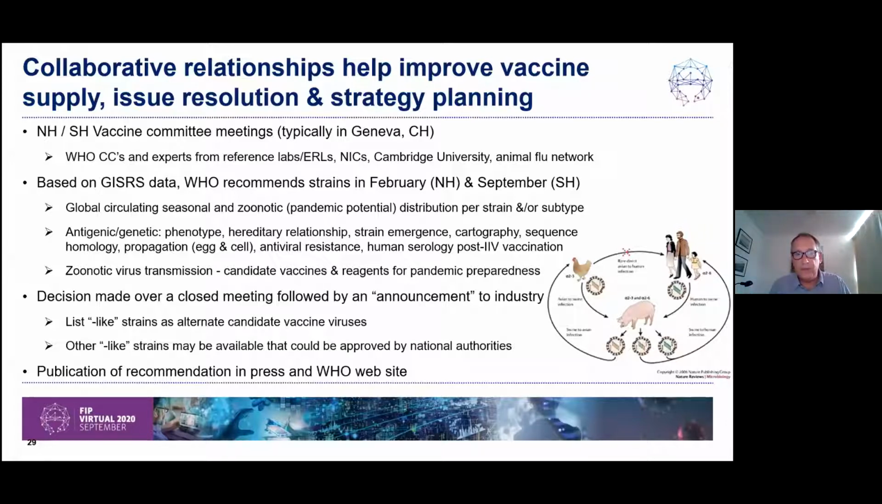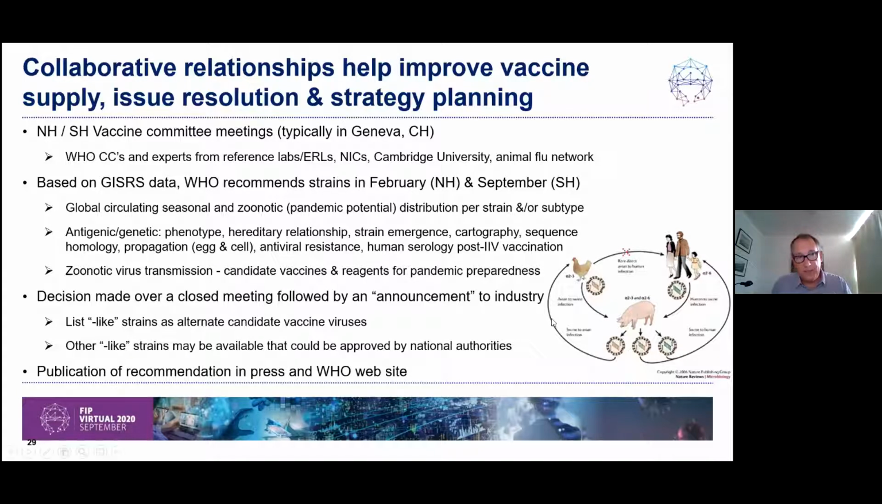They talk about the distributions of the strains between the national influenza centers and those core collaborating centers, the different subtypes, and the antigenic and genetic characterization. They look at a multitude of aspects from phenotype to hereditary relationships, strain emergence, the important cartography that's done here in the UK at Cambridge University, sequence homology, the capability to propagate in egg and or cell, which relates to how we manufacture the vaccines, etc. You can see the rest of the things there. And in terms also of the zoonotic virus transmission, that's the schematic in the bottom right-hand corner, mapping the transition of virus between porcine and avian species to humans to look for signs of pandemic outbreak, as it were.